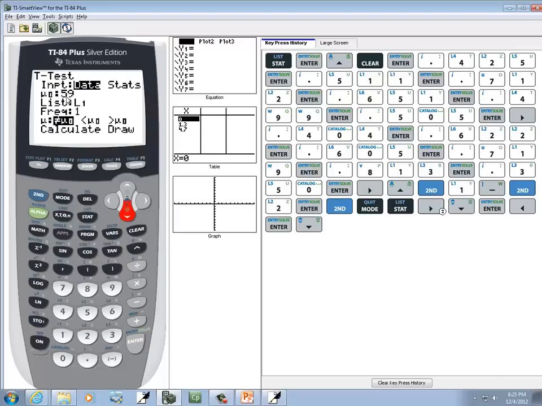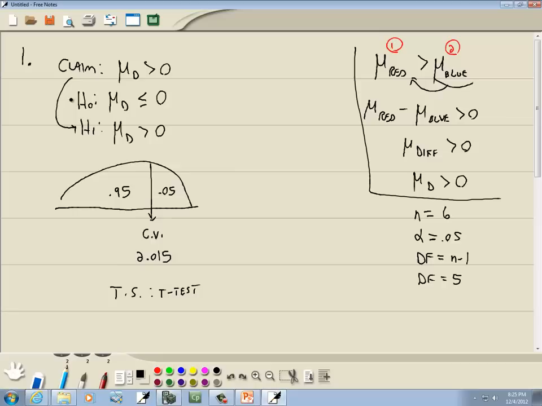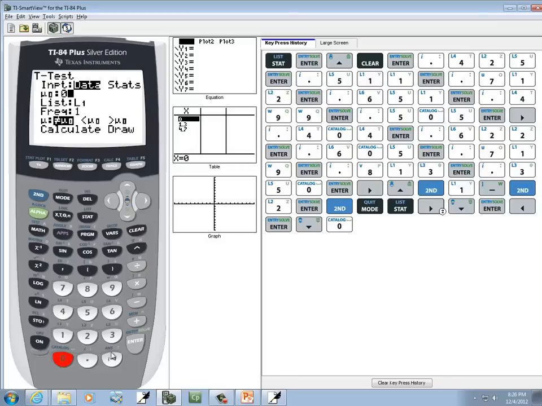Now, mu sub naught, this is our number off of our claim. Well, if we come back over here, our number off of our claim is 0. It'll always be 0 for matched pair problems for your claim. Now, our list, this is where we put our differences at. Remember, it was L3, and I specifically pointed that out. So we're going to put L3 here. So we'll do second 3 to put an L3.